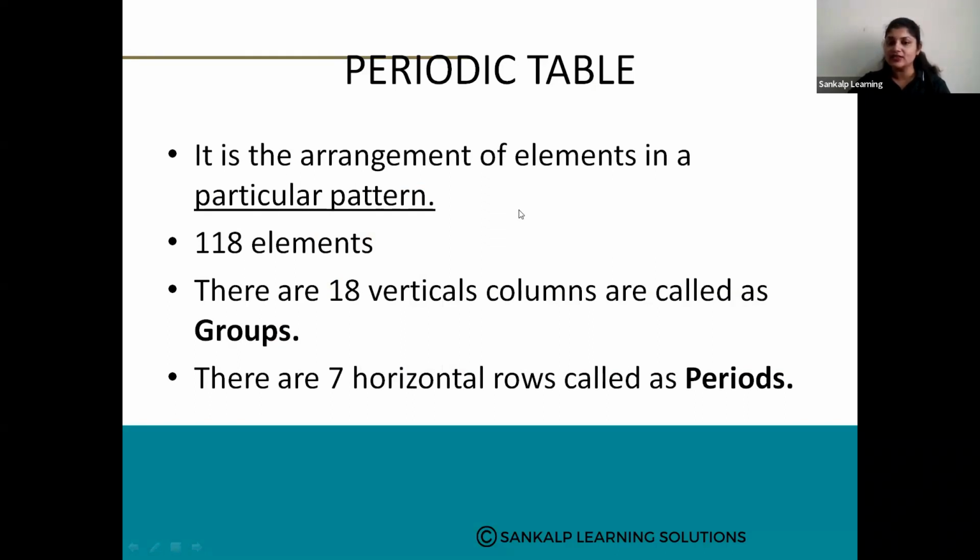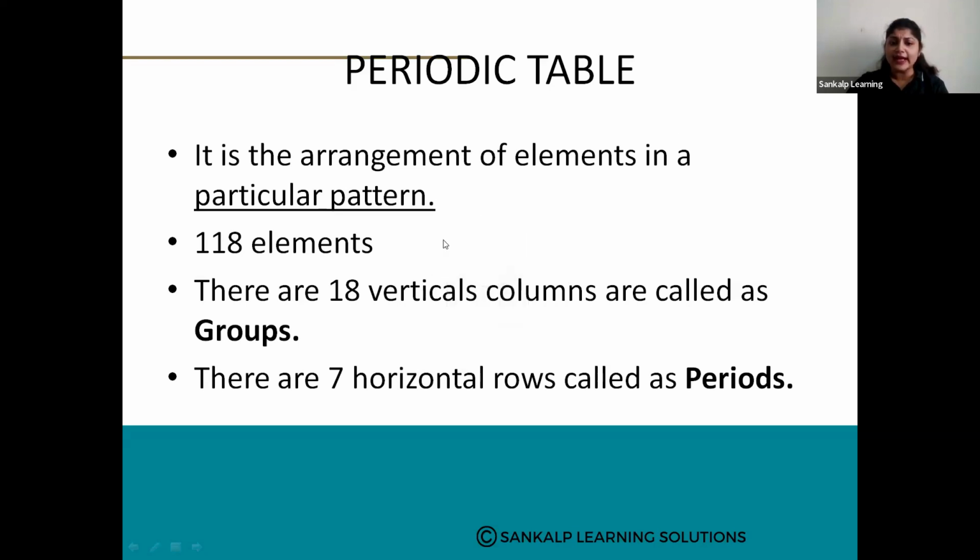Mendeleev arranged the elements based on the mass number, and later scientists, after some research, found that in the modern periodic table the elements are arranged according to increasing atomic number. How many elements are present? 118 elements. So to study them in a simplified and systematic manner, they classified them into groups and periods.